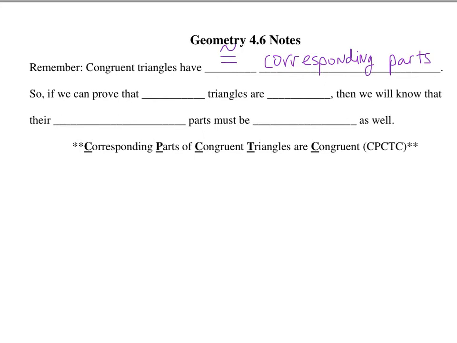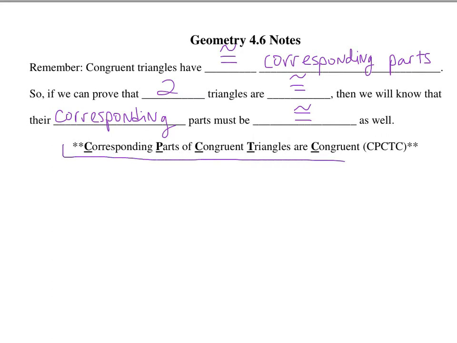So if we can prove that the two triangles are congruent to begin with, then we know that their corresponding parts must be congruent as well. This is the one big reason that you're going to be using. If we've already shown that two triangles are congruent, we can pick out any other corresponding piece and say that they are congruent because corresponding parts of congruent triangles are congruent. The abbreviation we're going to use is CPCTC because that's just a little bit faster and easier to write.